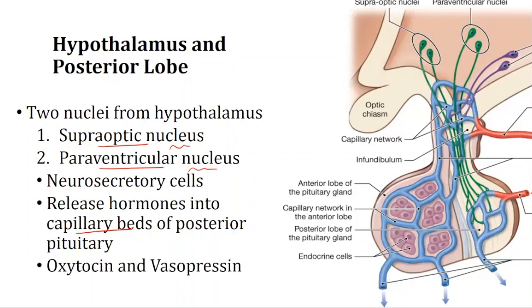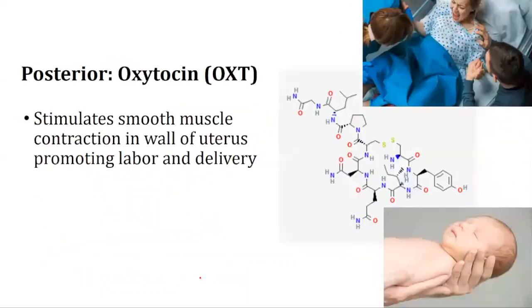So what are these hormones that are coming from hypothalamus to the posterior lobe? They are specifically oxytocin and vasopressin, just two of them. Okay, oxytocin and vasopressin, also known as antidiuretic hormone, these come from hypothalamus and get into posterior lobe directly. I'm sure you've heard about them, but what are their functions? Let's talk about oxytocin first. Oxytocin is a hormone that stimulates smooth muscle contractions in the walls of uterus, promoting labor and delivery. So this is super important for pregnancy and delivery of children.